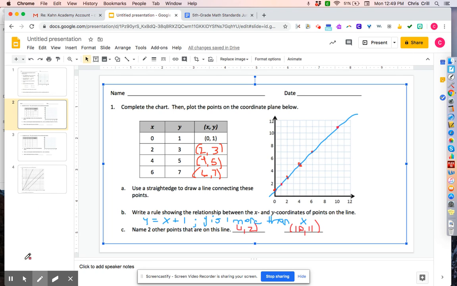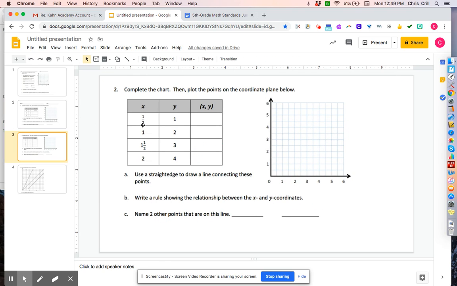Okay, let's move on to number 2. Number 2 is below number 1 on your page. And again, you have to complete the chart and plot the points. I'm not going to go ahead and write all of the coordinates here. You know how to do that. Just make sure you're using parentheses and a comma. I'm going to go ahead and plot these points.